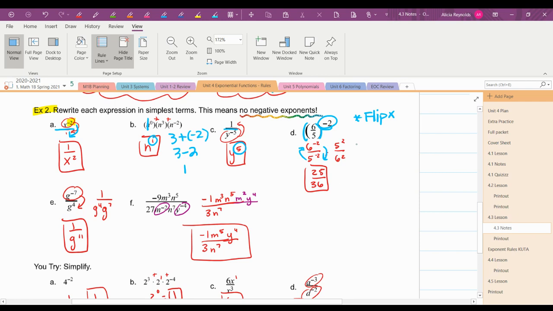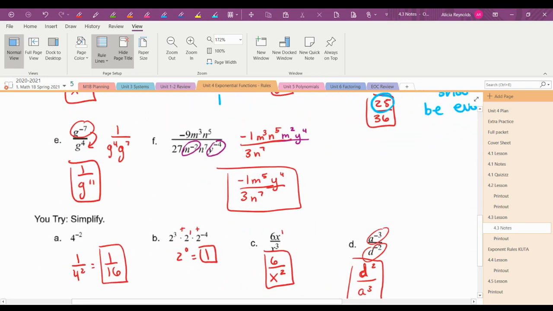So anytime we have whole numbers, they should be simplified. Or let's say evaluated, that's a better word. Any whole numbers to a power need to be written as a whole number. So we don't need to leave that as 5 squared over 6 squared.